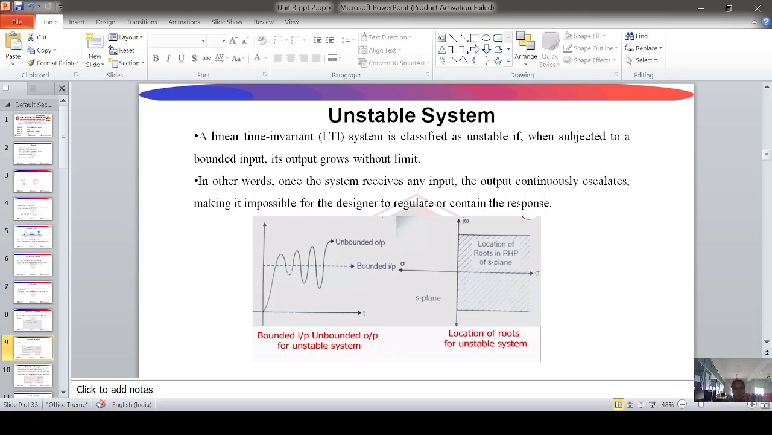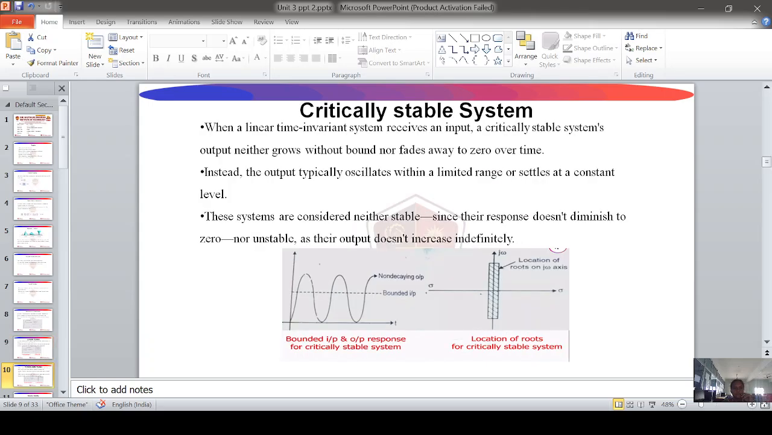Then unstable system. A linear time invariant system is classified as unstable if, when subjected to a bounded input, its output grows without limit. In other words, when the system receives any input, the output continuously accelerates, making it impossible for the designers to regulate or contain the response.